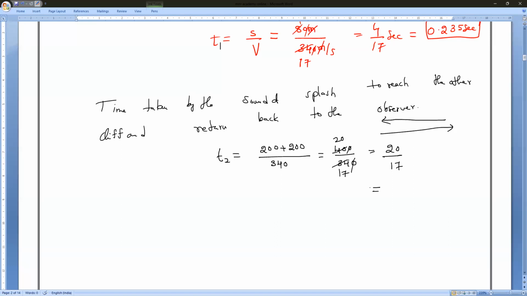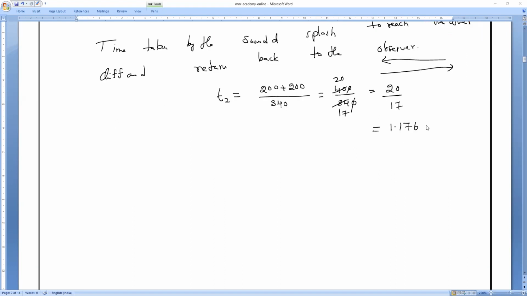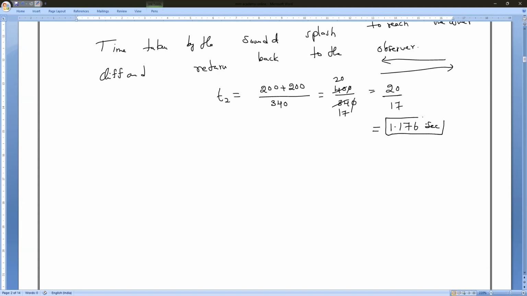1.1764. Very good. Division you have to solve. No calculator, nothing. No cheating. You have to solve. I know how fast you people can solve. Those who are really solving will take time. 1.176 seconds. I hope everybody solved.